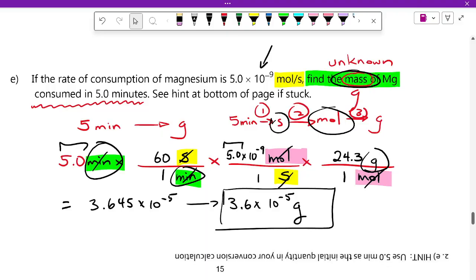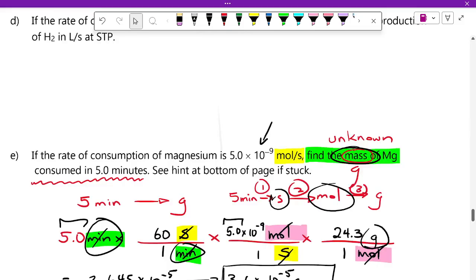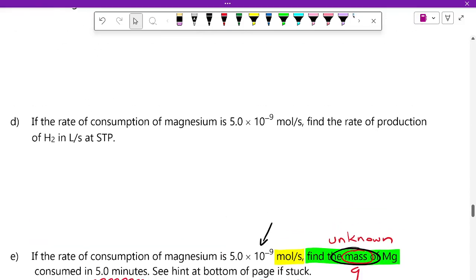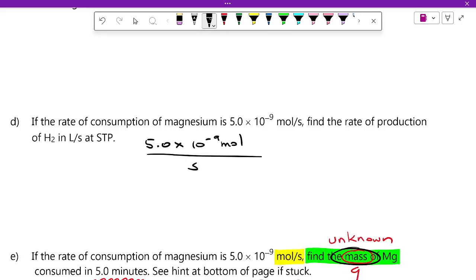Yes. C, D. Okay. So we have the rate of consumption of magnesium in moles per second. So we have 5.0 times 10 to the negative 9 moles per second. I'm going to rewrite it like that so the conversion is easier. That's moles of magnesium per second, and we want to convert that into liters of H2 per second.